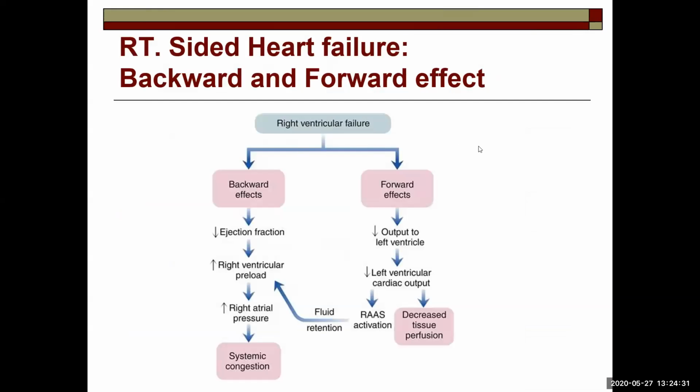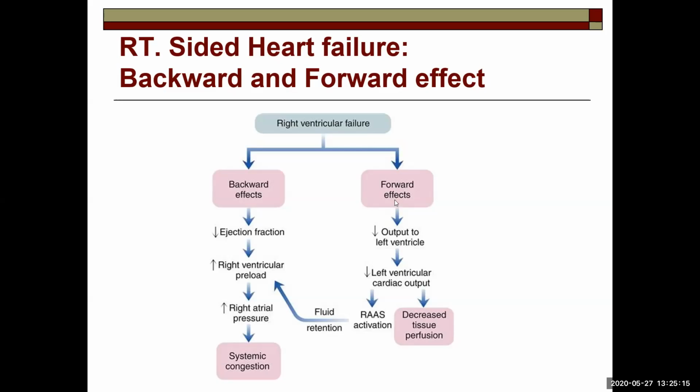So here's your mechanism of the right ventricular failure. So backward, you have decrease in ejection fraction because you don't have enough blood going out of the right ventricle. You have increase in right ventricular preload, okay, because it's all back behind, so your preload is higher. You have increase in atrial pressure, again because it's trying to compensate in this case to balance out the venous pressure. So you have systemic congestion with the right heart failure.